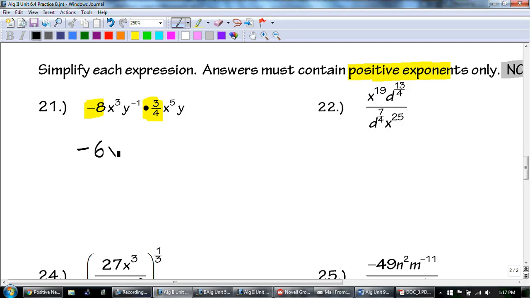So now I'm going to look at these alphabetically. X. I have 3 plus 5. 3 plus 5 is 8. And then with my y's right here, I have a -1 plus 1, and those, sorry, wrong color, those end up canceling each other out, so we're just left with -6x to the 8th.